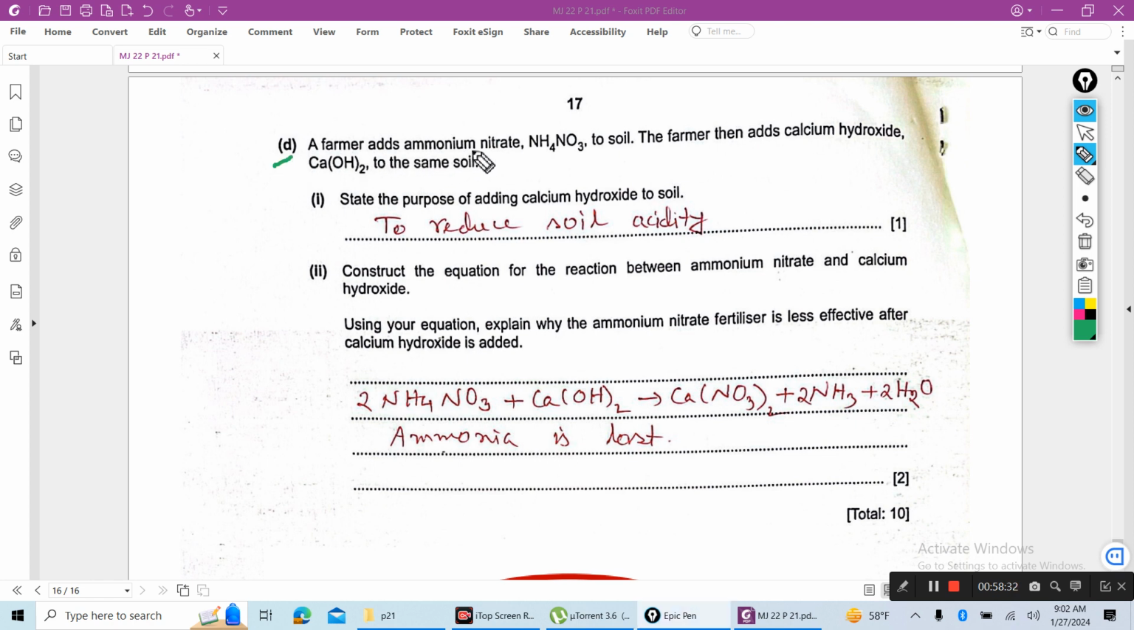A farmer adds ammonium nitrate to soil. The farmer then adds calcium hydroxide, an alkali, to the same soil. State the purpose of adding calcium hydroxide to the soil. Calcium hydroxide is an alkali, so it is used to reduce the soil acidity.